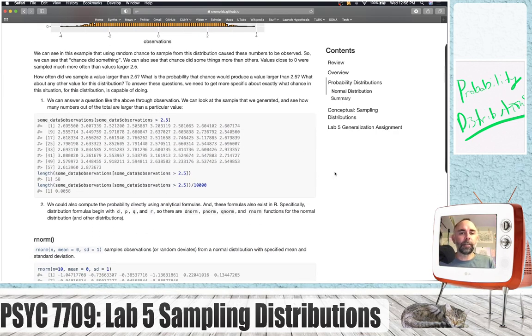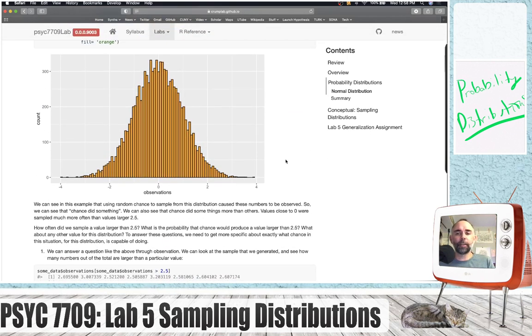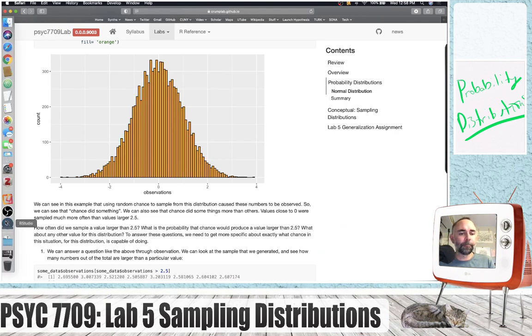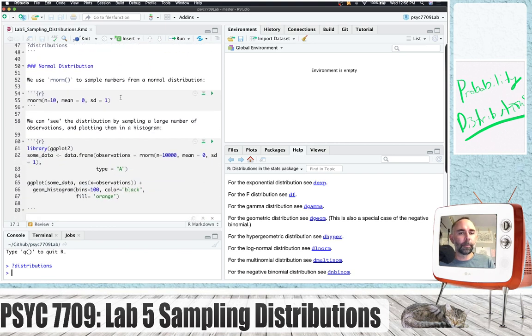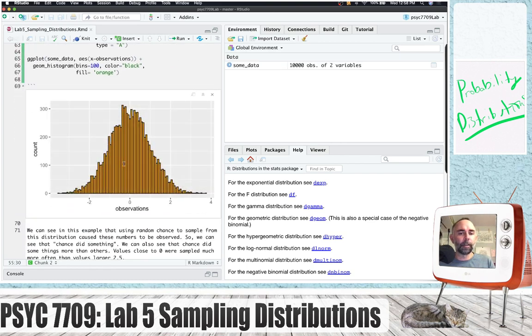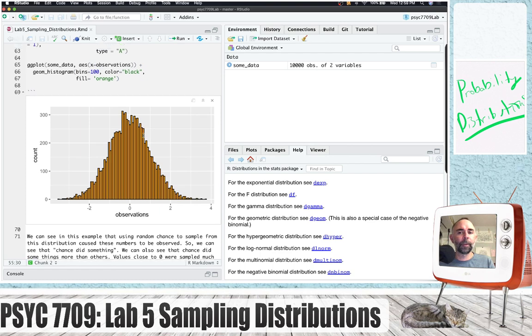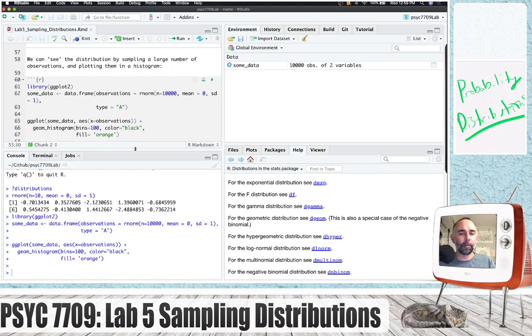And to connect these to the larger ideas, we can see that a chance process is producing lots of different numbers from this distribution. I just want to zoom in on that idea by flipping over to RStudio. I'm going to go find where we are here. We're talking about this example. So we can sample numbers from a distribution. We can make a histogram.